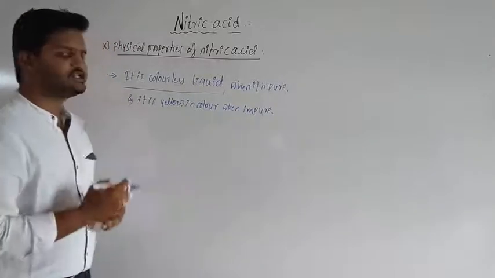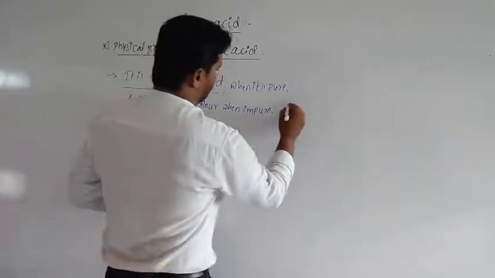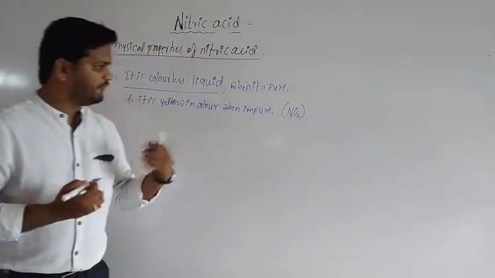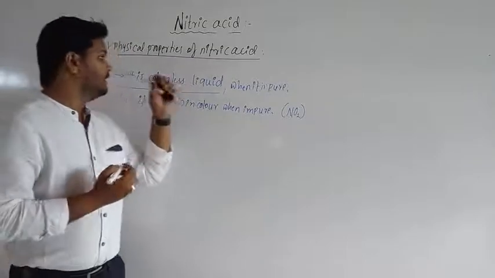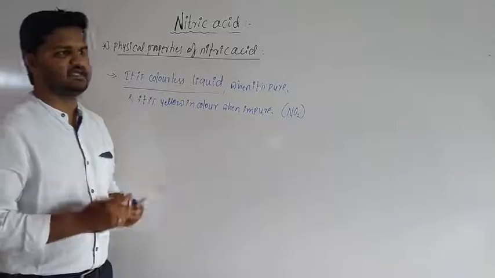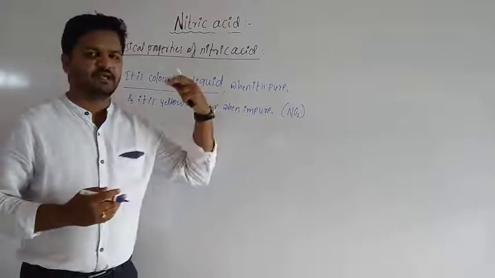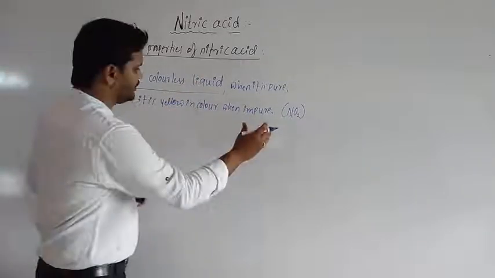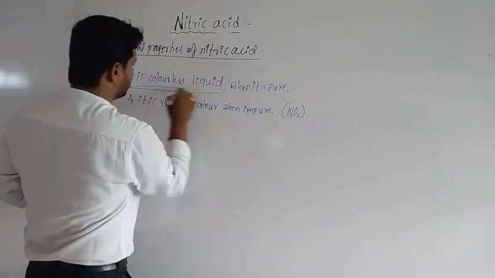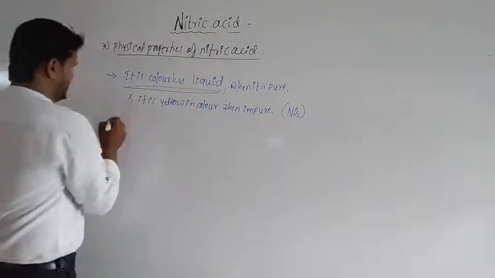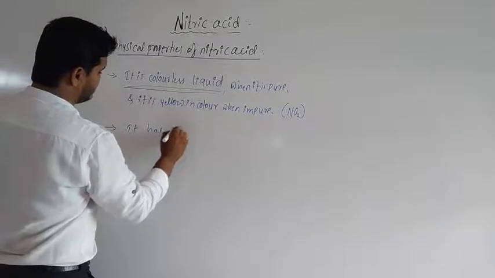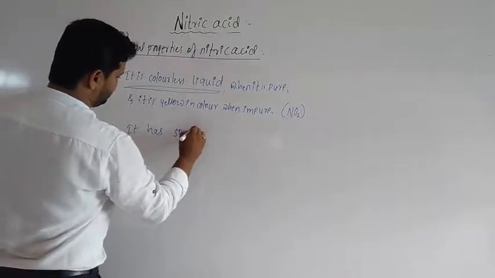The yellow color is due to dissolved nitrogen dioxide. If nitrogen dioxide is present or dissolved in the HNO3, it becomes yellow in color. Means we can say nitrogen dioxide is an impurity. Due to that impurity, it becomes yellow in color. But actually, when it is pure, it is a colorless liquid. And second point, students, nitric acid has a specific gravity.